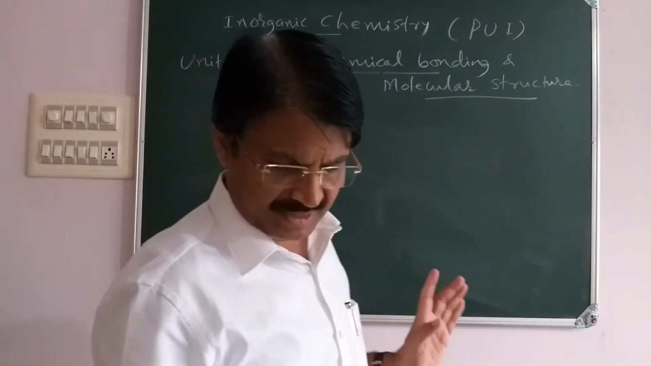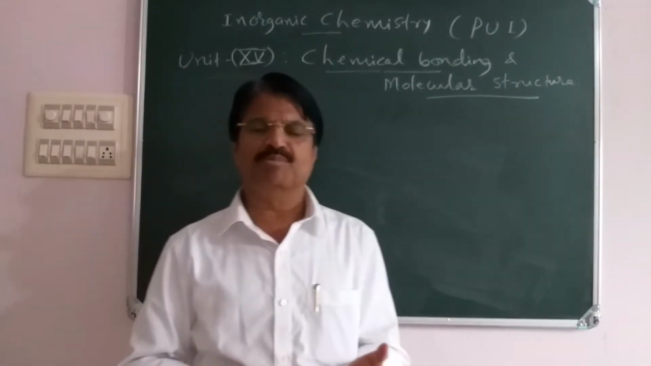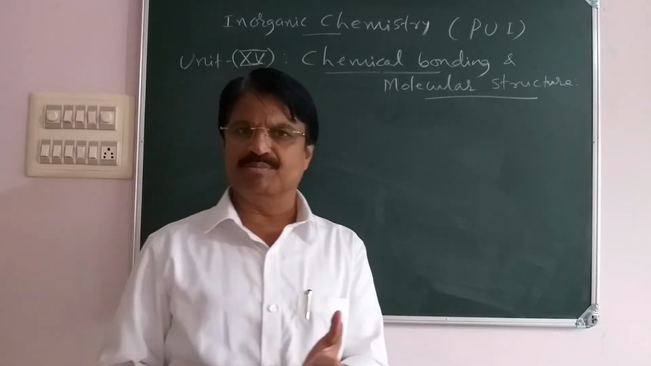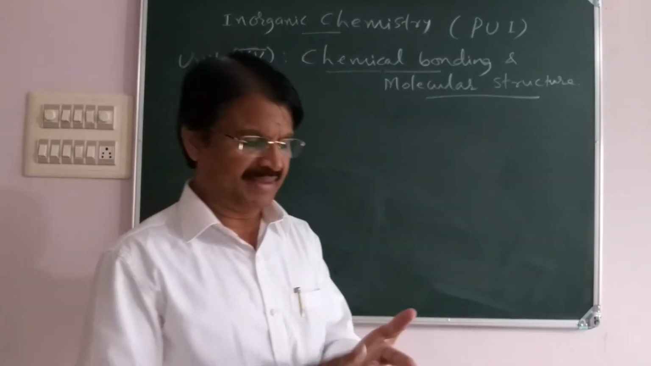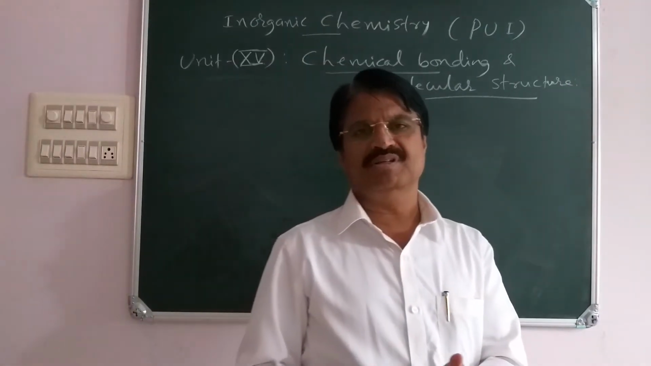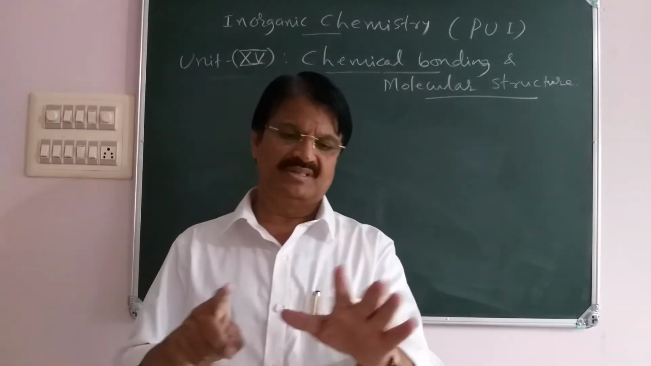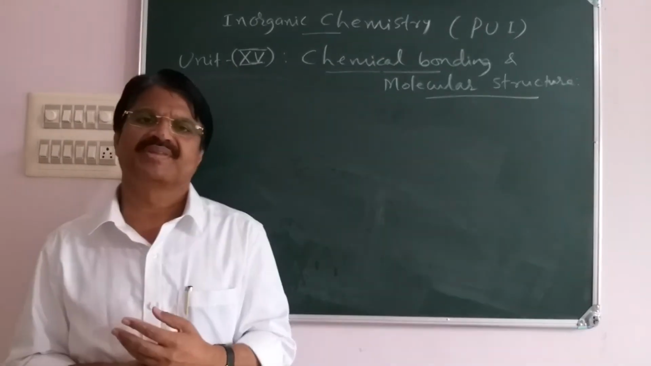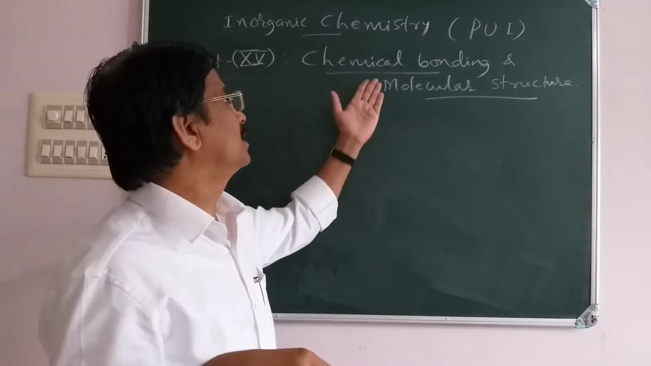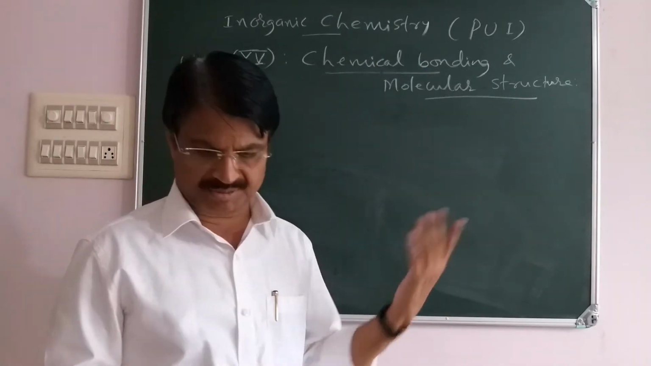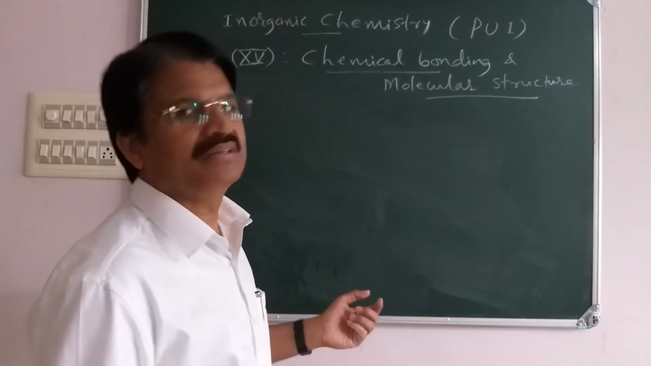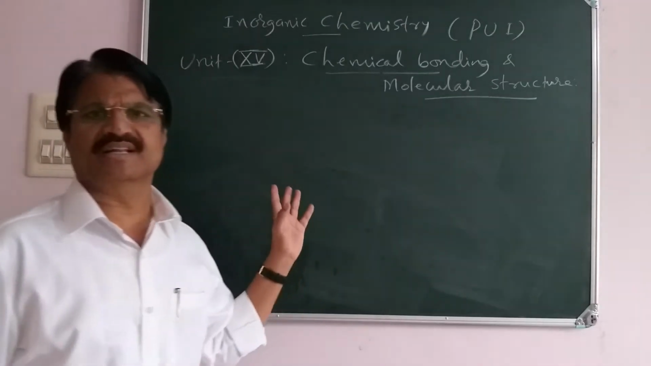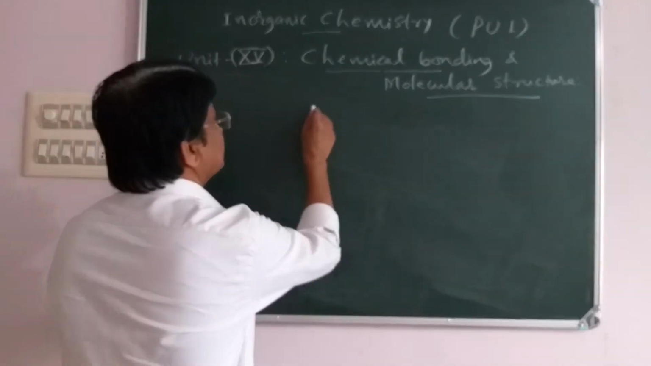In this topic we can study: ionic bond, covalent bond, hydrogen bond, then coordinate bond, next metallic bond, and van der Waals force. Totally 6 types of chemical bonding we can see. But of these, the important ones are ionic bond and covalent bond. But in detail we can study about the covalent bond.